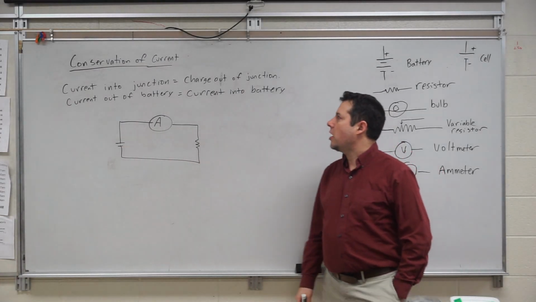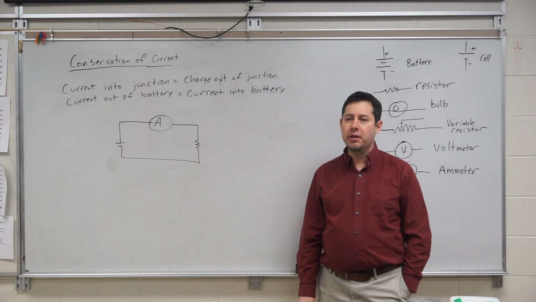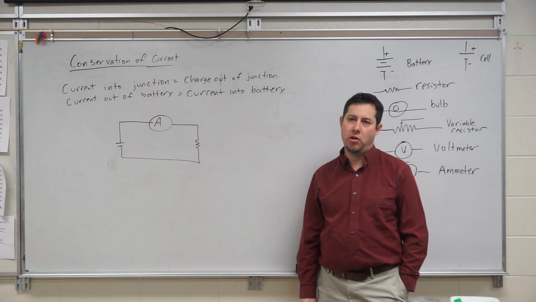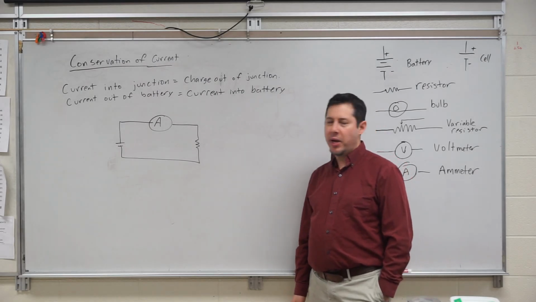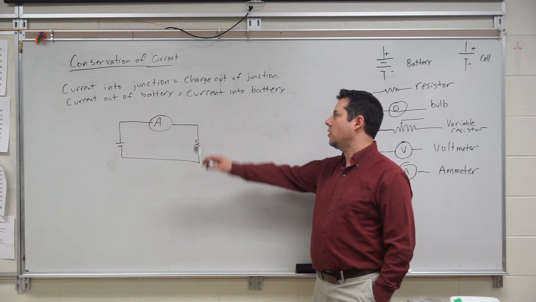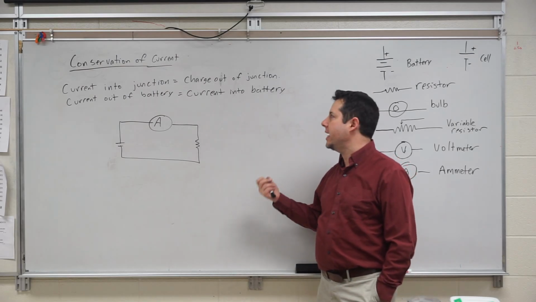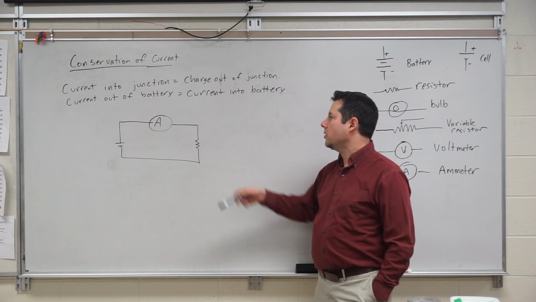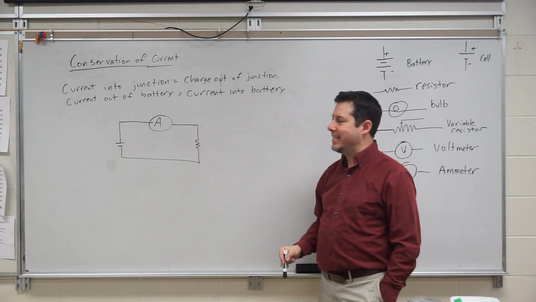Hey, I'm here to talk about conservation of current. It's kind of similar to conservation of charge because current is just charge per time. It basically says that if you've got current that goes into a junction, whatever you have going in has got to be the current that goes out of the junction. Similarly, any current that goes out of a battery has got to be the current into the battery.